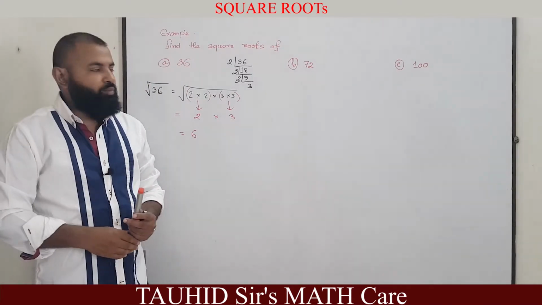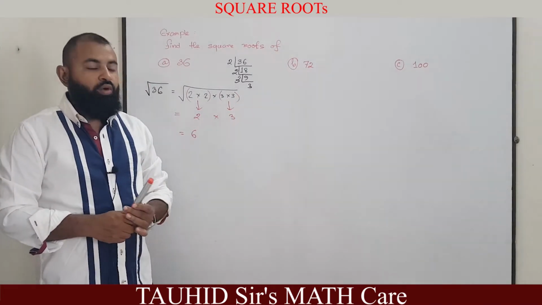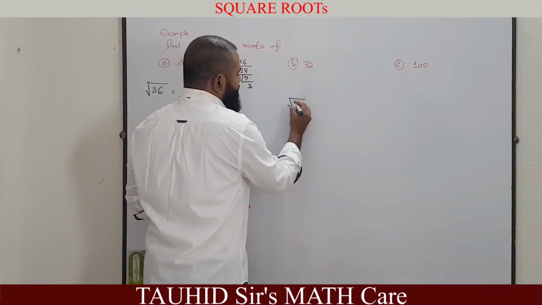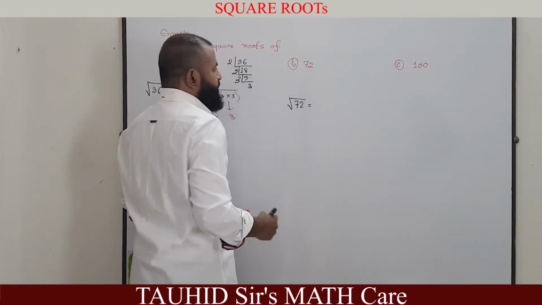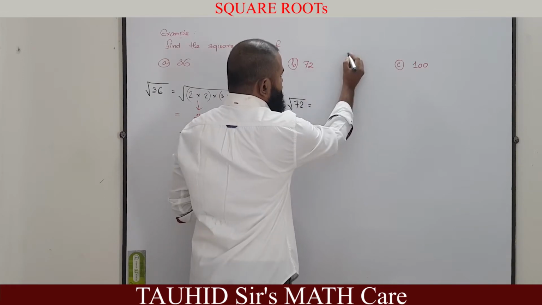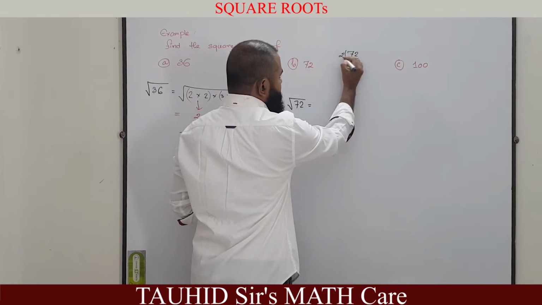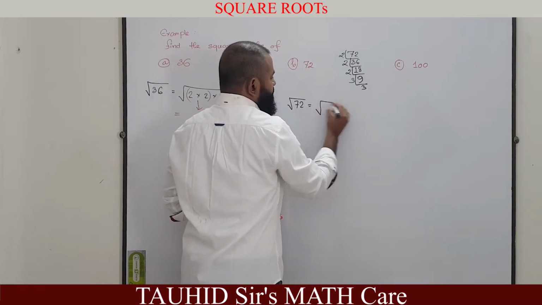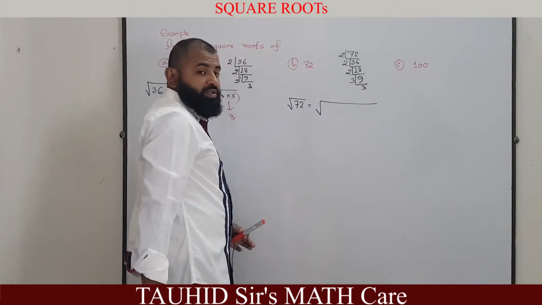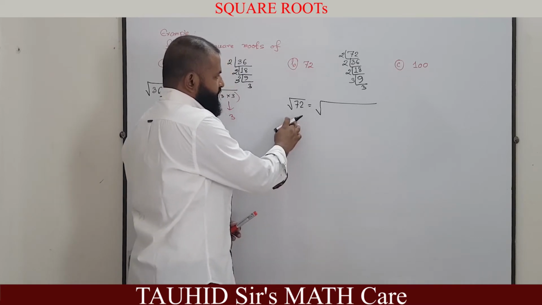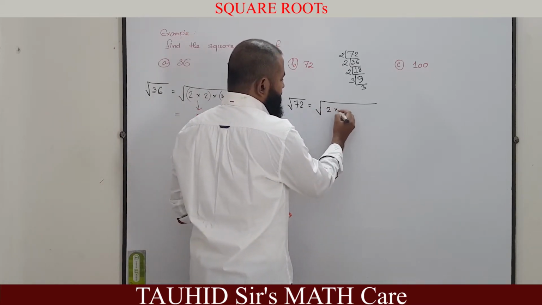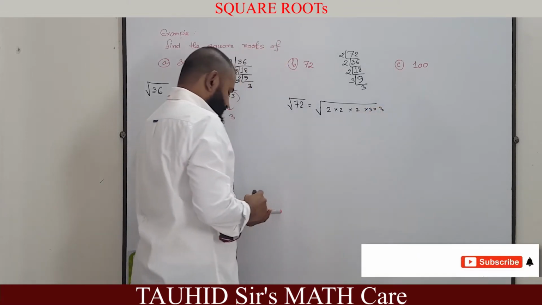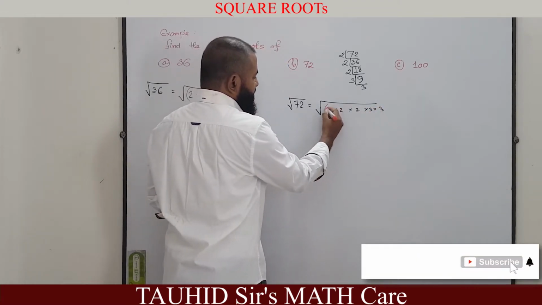Now the second example, 72, we will find its square root. We need to find root over 72 equal to, we will factorize 72 up to its prime factors. From this factorization we can say that root 72 equal to root over 2 into 2 into 2 into 3 into 3. Now we will make the pairing.